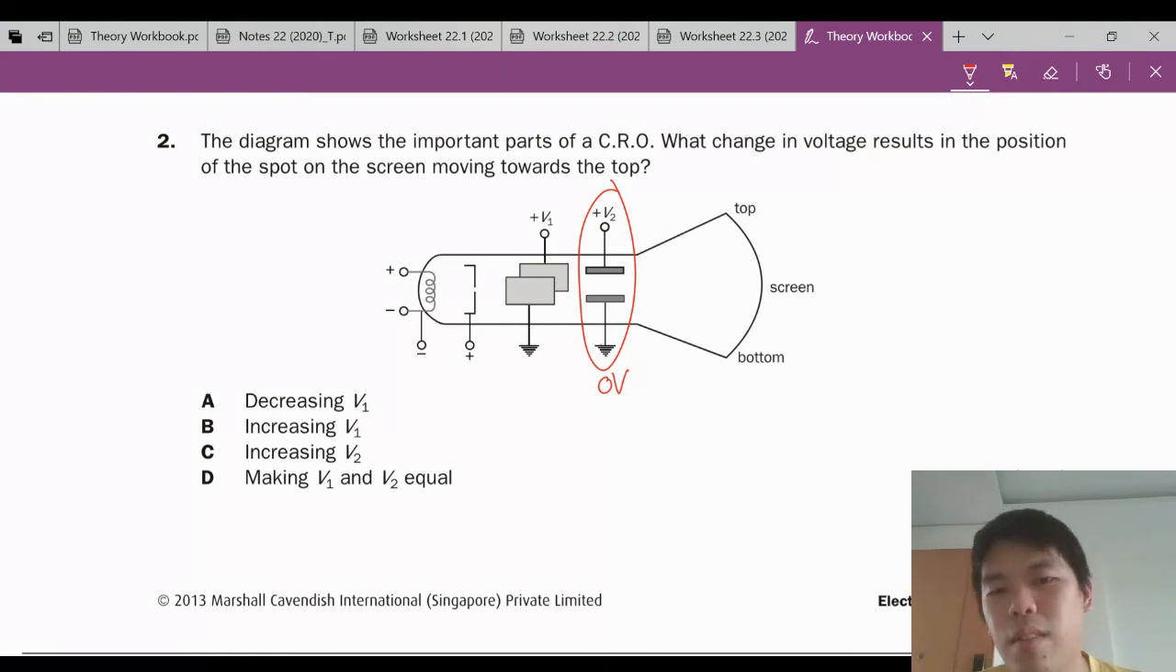If it moves left or right, then it's because of V1. But because it now moves towards the top, it is due to the increasing of V2. So that is for part C.